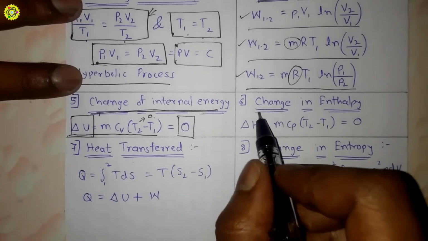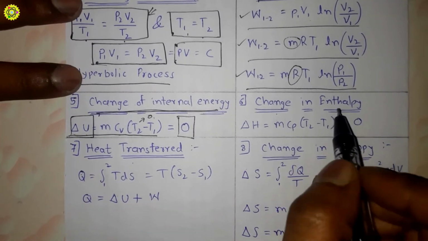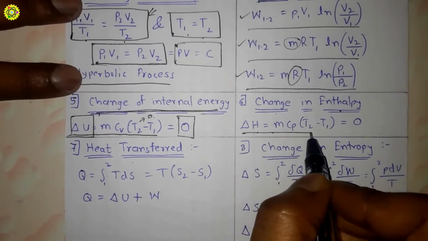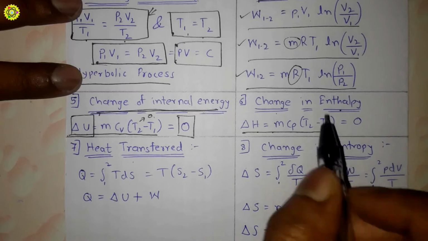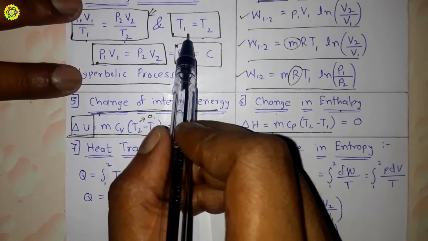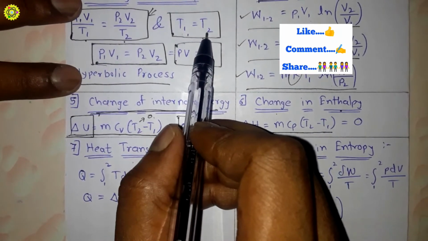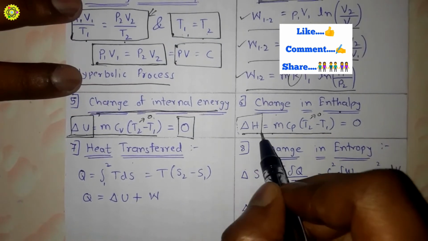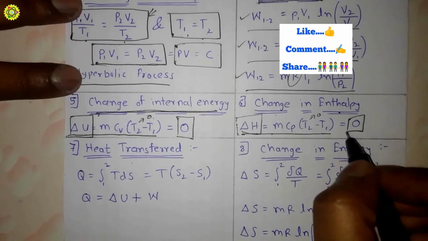Okay, now change in enthalpy. Change in enthalpy is given by delta H is equal to m cp (T2 minus T1). As we know here this is the constant temperature process, so here T1 is equal to T2, so this term becomes 0. So delta H, that is change in enthalpy, is 0.